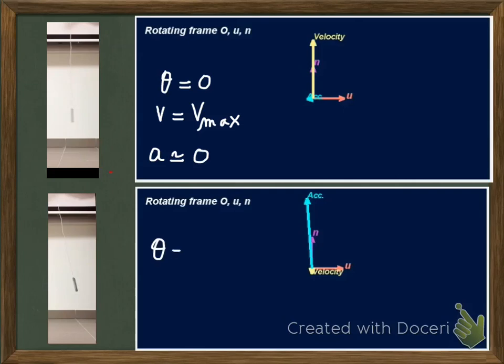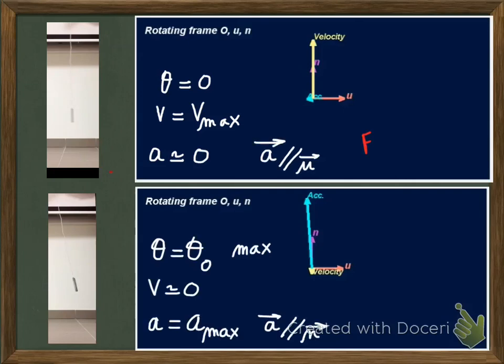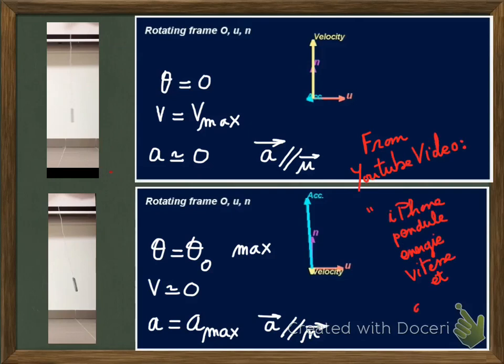Two examples are here. When you have an angle of oscillation that's equal to 0, in that case the velocity is maximum and the acceleration vector is in fact very small and is only parallel to the u vector. The other extreme situation is to the contrary when theta is equal to theta 0, which is the maximum angle of oscillation, and in that case the velocity is equal to 0 and the acceleration vector is maximum and is parallel to the n vector.